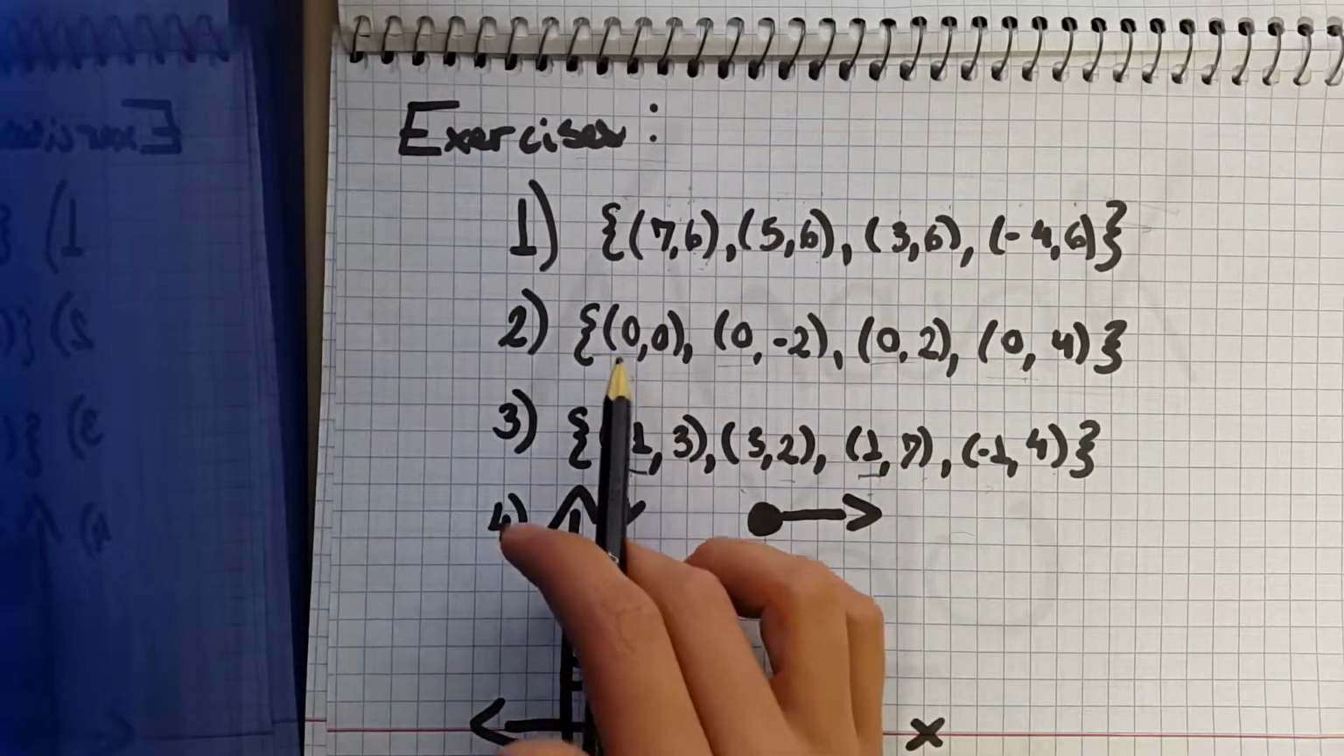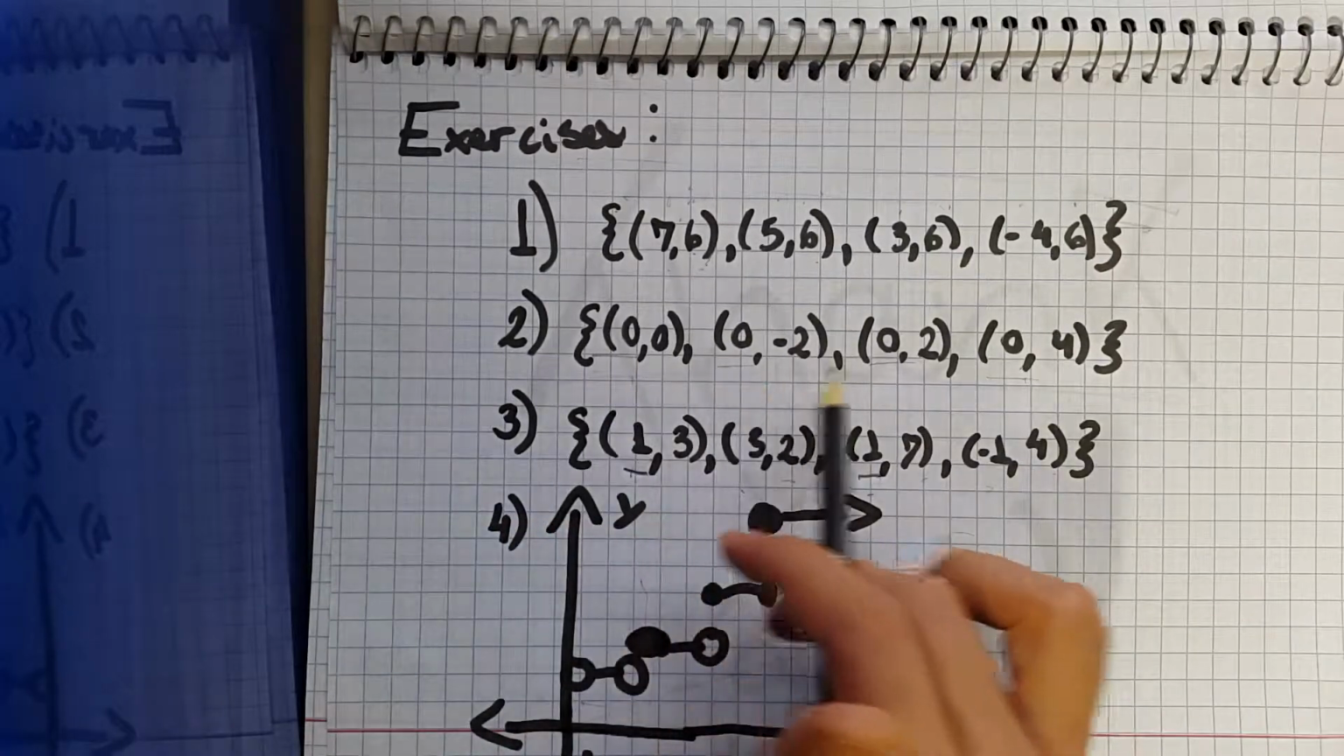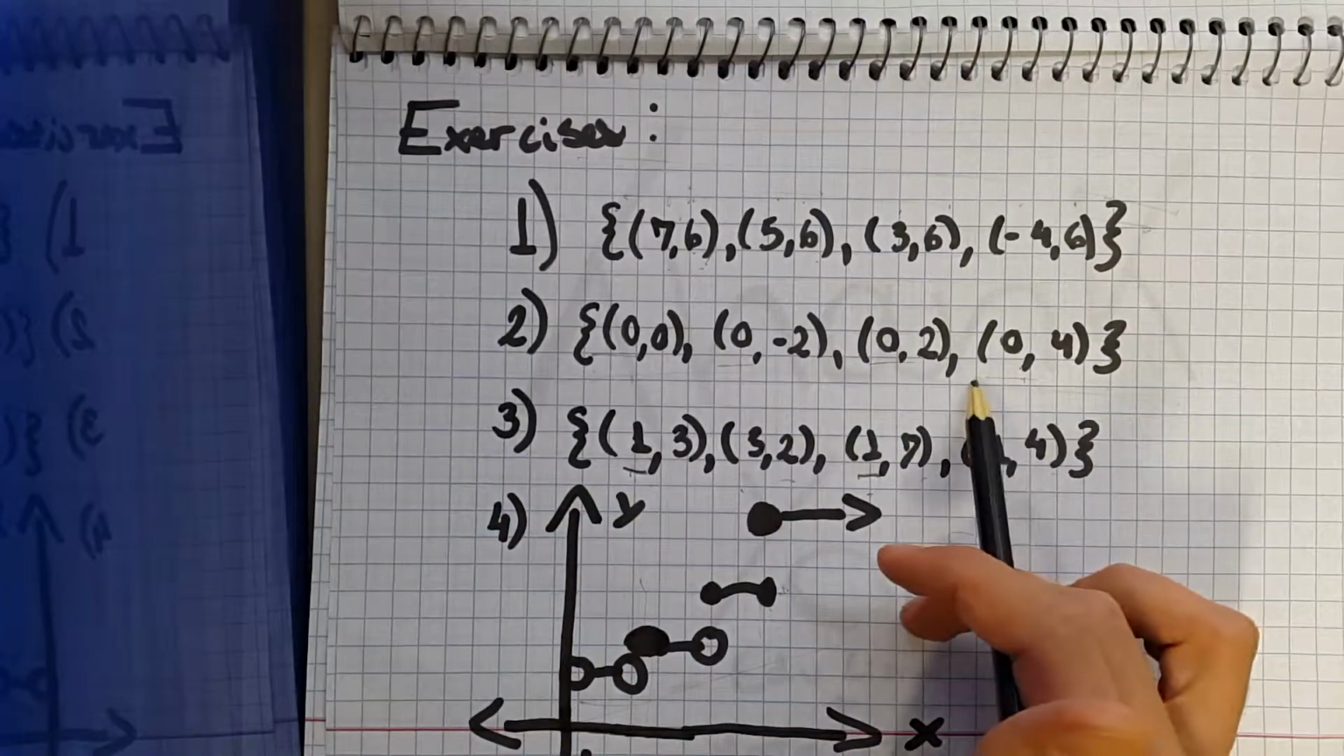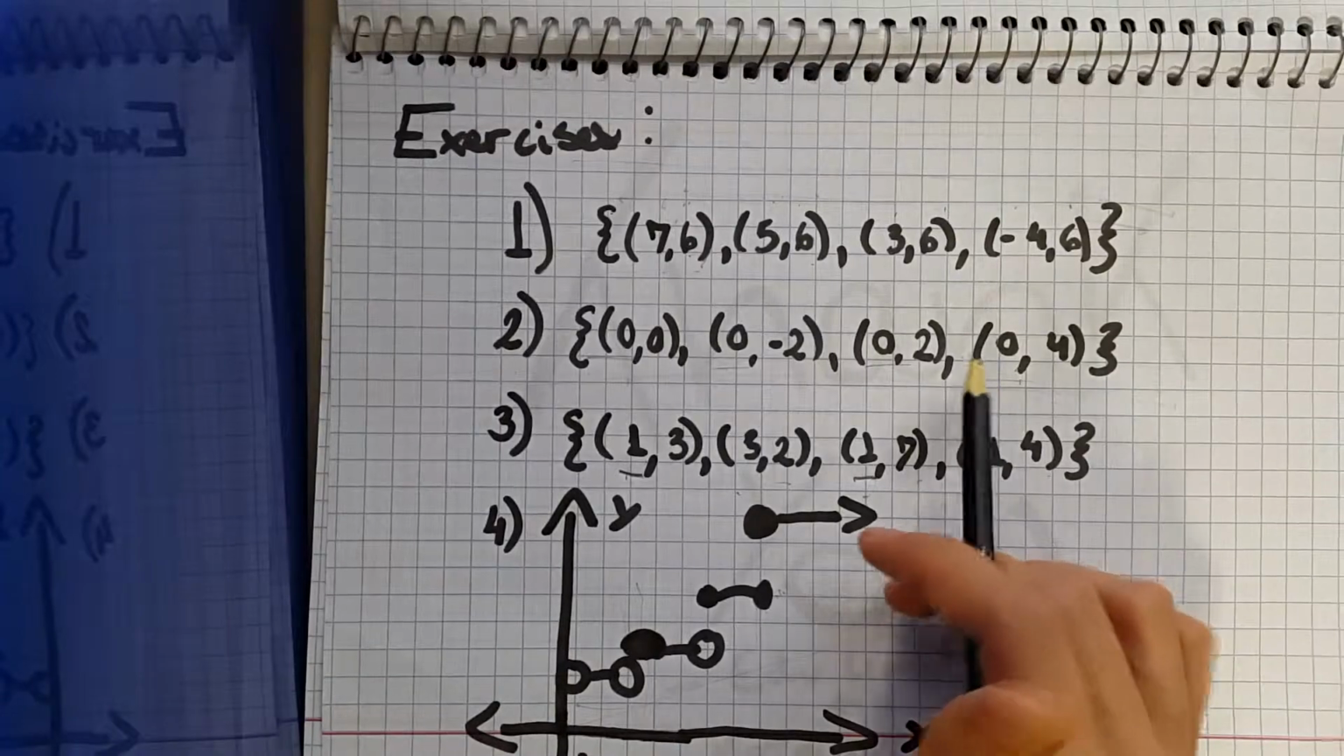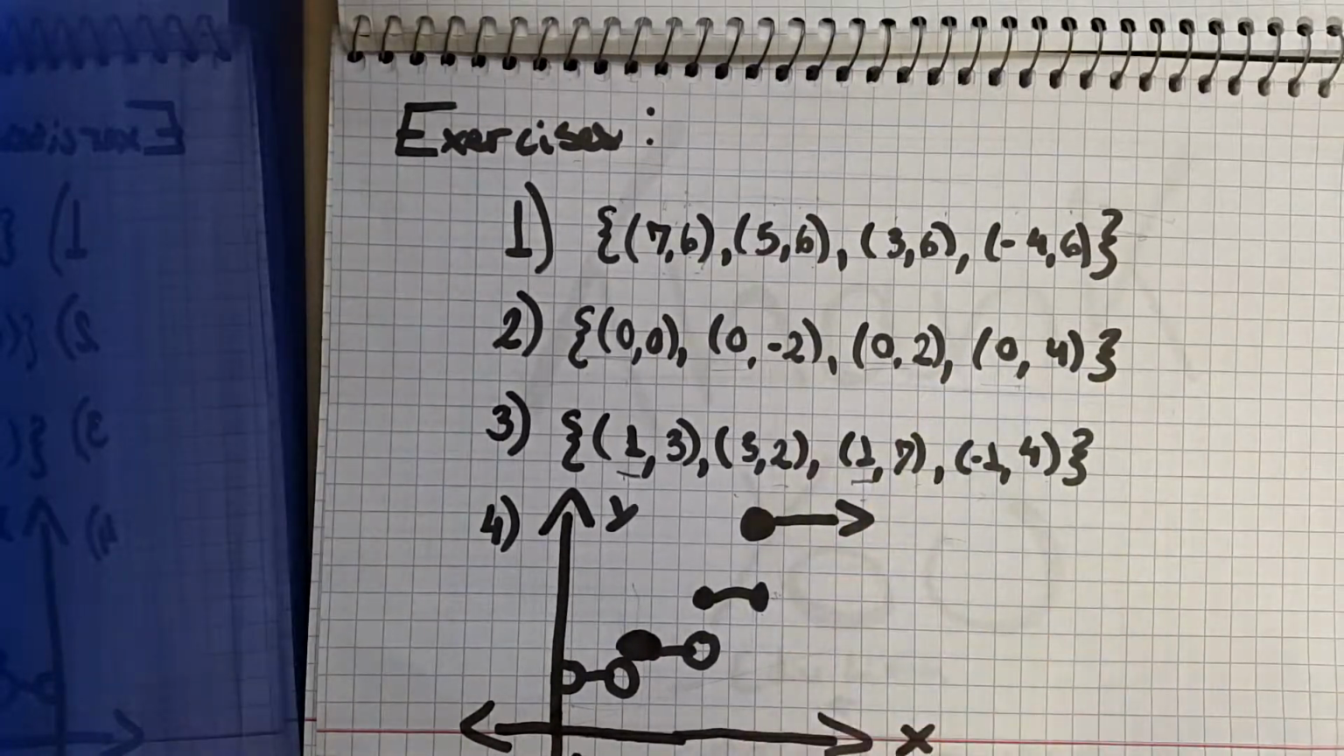This, however, shares the x value 0 through all the points. This would be a vertical line, and it would not pass the vertical line test.